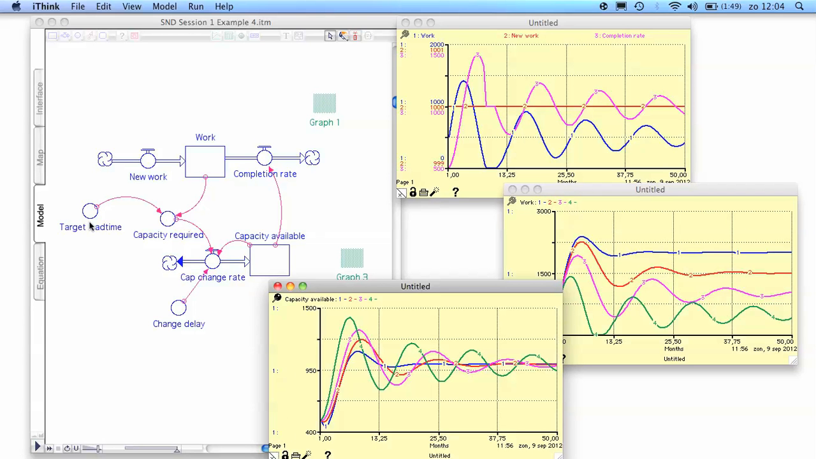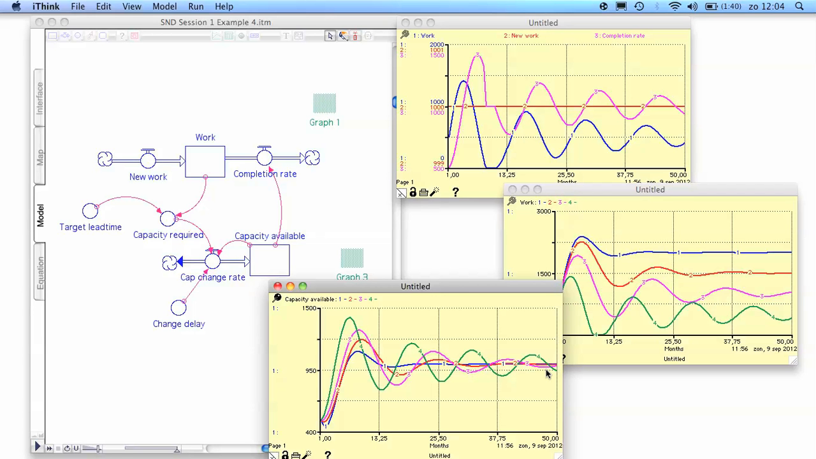We saw that, interestingly, if you make the target lead time shorter, that was Example 3, I think, the fluctuation actually increases. If on the other hand you make the change delay shorter, the fluctuation decreases. All very well, but isn't there a precise optimum?